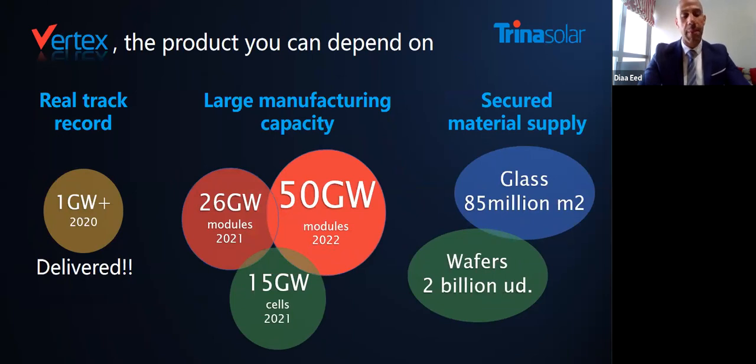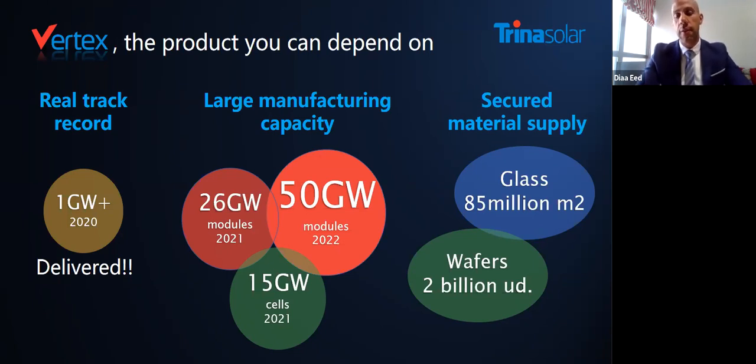So talking back about which company you need to choose to support you and to secure your future supply, we have a real track record, that we have delivered 1 gigawatt plus in 2020. And we have a large manufacturing capacity, as you see how our factories look like when I showed the video in the early beginning. So we have 26 gigawatt of modules to be produced in 2021 and 50 gigawatt to be produced in 2022. We have 15 gigawatt of cells being produced in 2021. As we all know, 2020 was the year of supply chain.